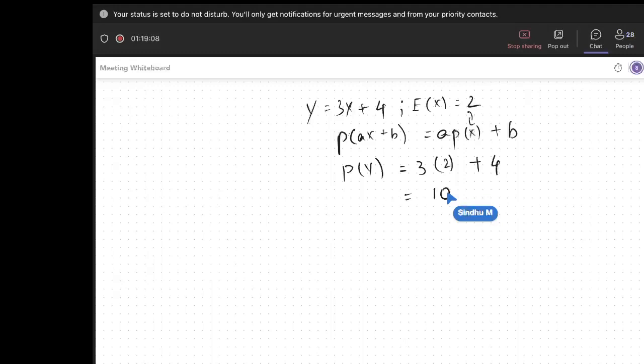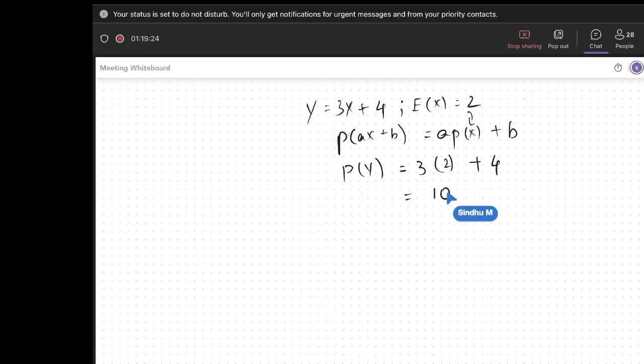So I hope it's clear to all. So you have to add the constant term as well, 3 into 2 plus 4. So the final answer will be 6 plus 4, 10. It won't be 6. You have to add the constant term as well.